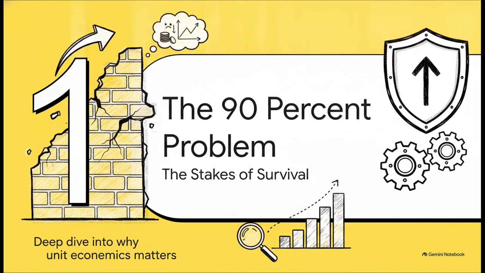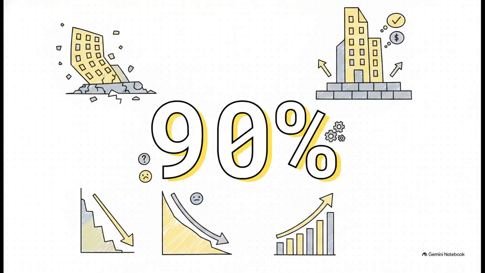Section 1, the 90% problem, the stakes of survival. Let's just rip the Band-Aid off. 90%. That is the failure rate for startups in their first 3 years. 90%. It's honestly a pretty harrowing statistic. But here's the thing. It is a tragedy we can largely avoid. How? By locking down your foundational financial health before you even think about scaling. Because if your foundation is shaky, I promise you, the whole operation is going to topple.